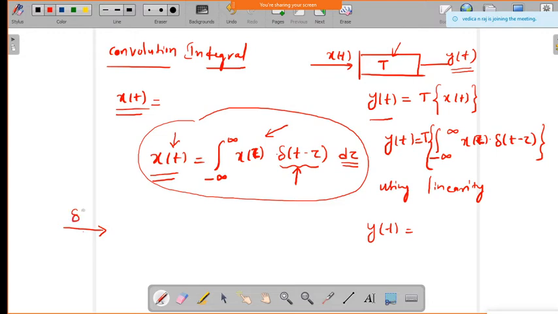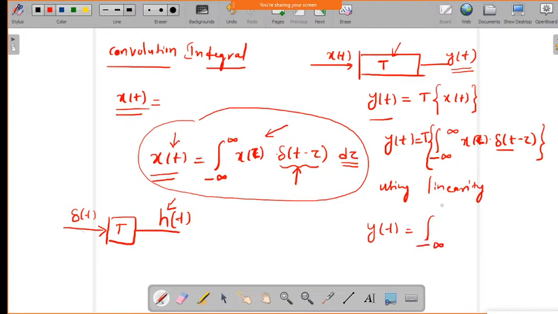If you give an impulse signal to a system, then the output is what we call the impulse response. So the response to an impulse signal is called the impulse response. By using the linearity property, we can apply the system response to the impulse signal, so the integral becomes the integral from minus infinity to plus infinity of x of tau into the system response to the time shifted input impulse signal.